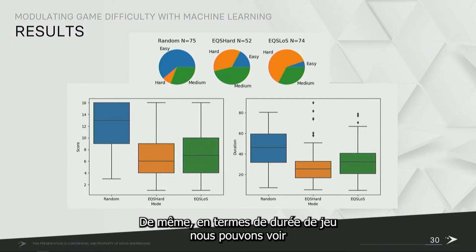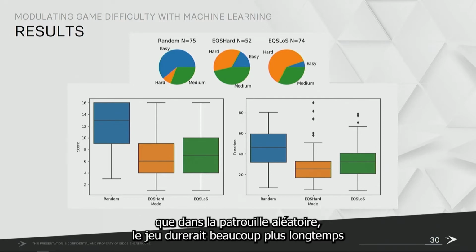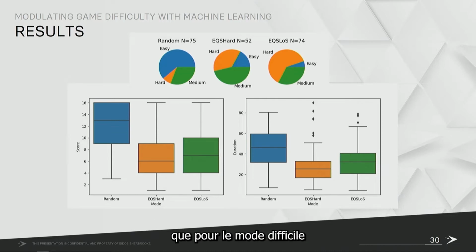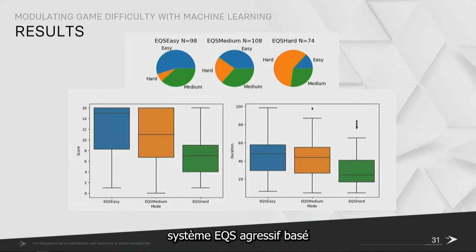Similarly, in terms of gameplay duration, we can see that in the random patrol the game would last much longer than in both the machine learning difficult mode and the aggressive line of sight based EQS system. We then compared the three machine learning based EQS systems with the thresholds that we described earlier.